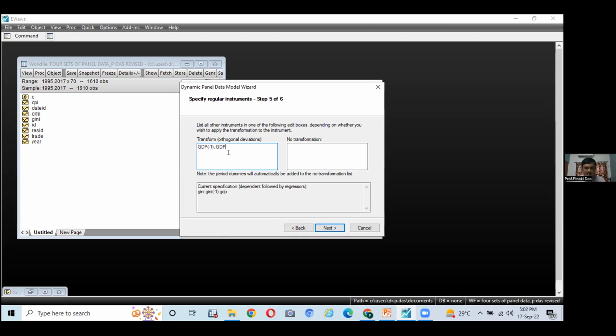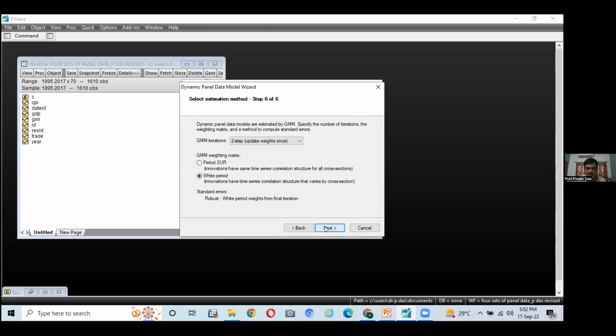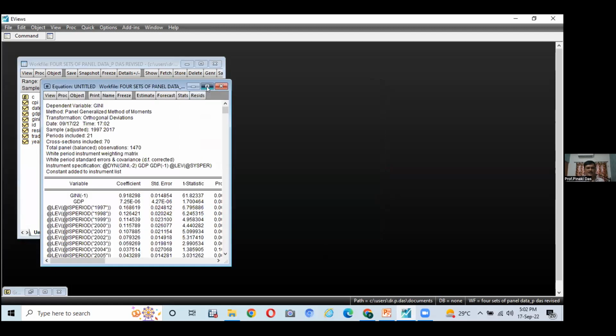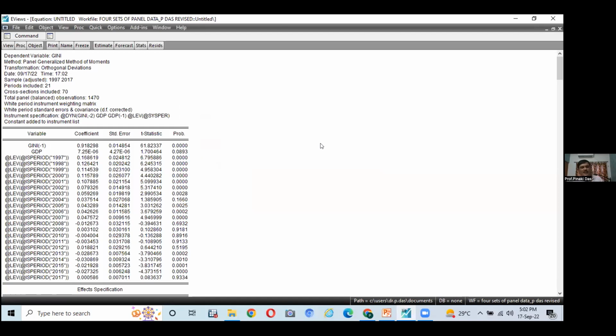Then the remaining instrumental variables. First we write the original variable GDP, then GDP -1, GDP, then GDP -1. First we write the original variable GDP, then the one period lag.